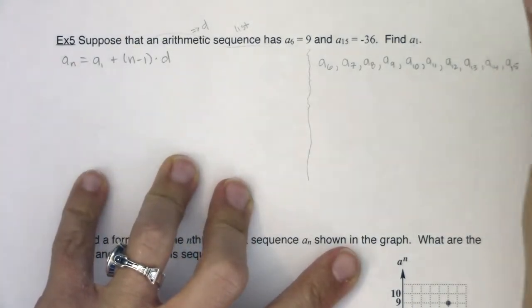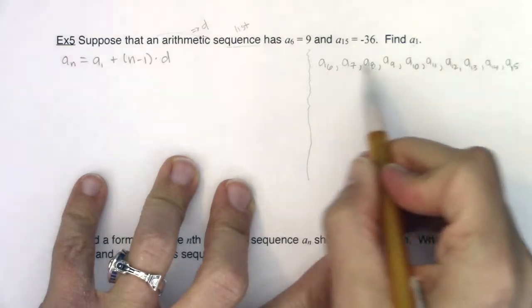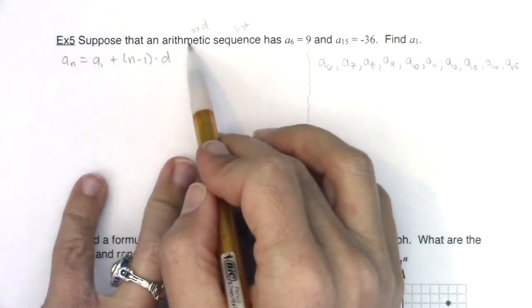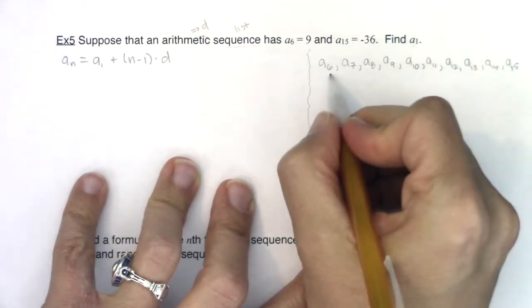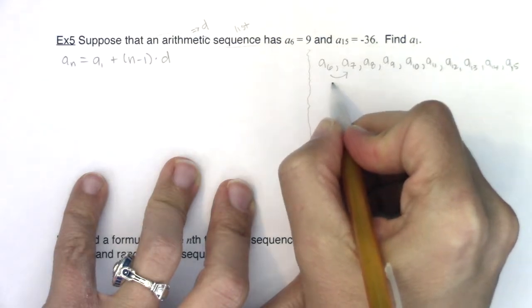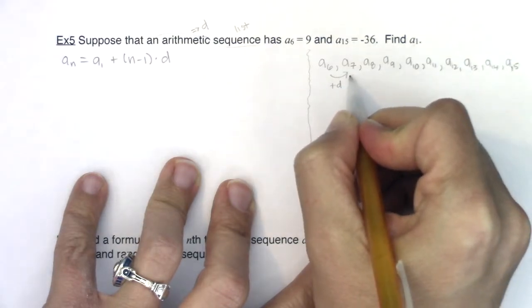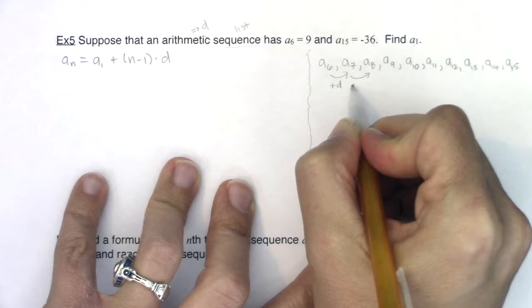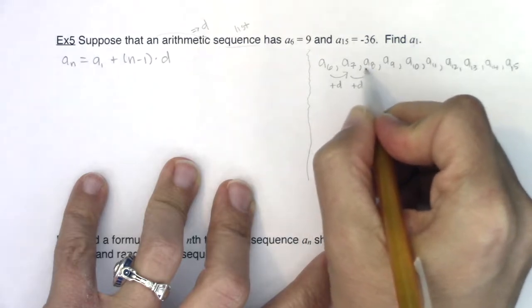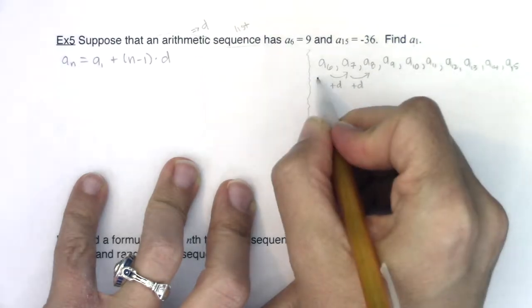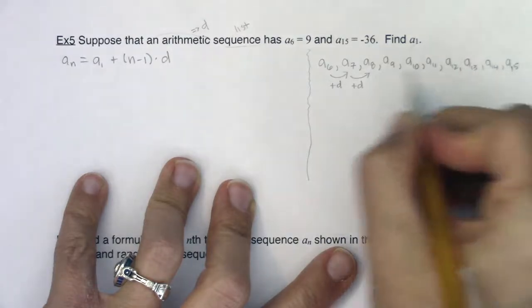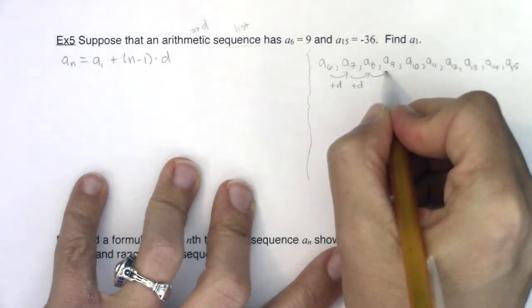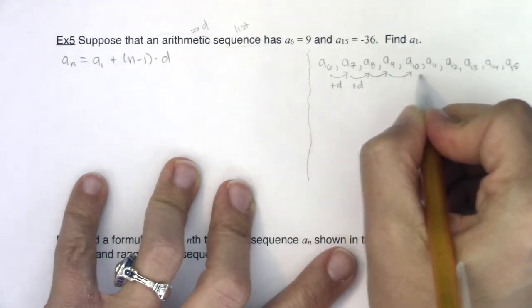Okay. So I want you to think, how did I get from here to here? Well, because it's arithmetic, I'm adding a D each time. So from here to here, I added a D. From here to here, I also added a D. So I want you to think about how I get all the way from a sub 6 to a sub 15. Let me just draw all of these arrows and these plus D's in.